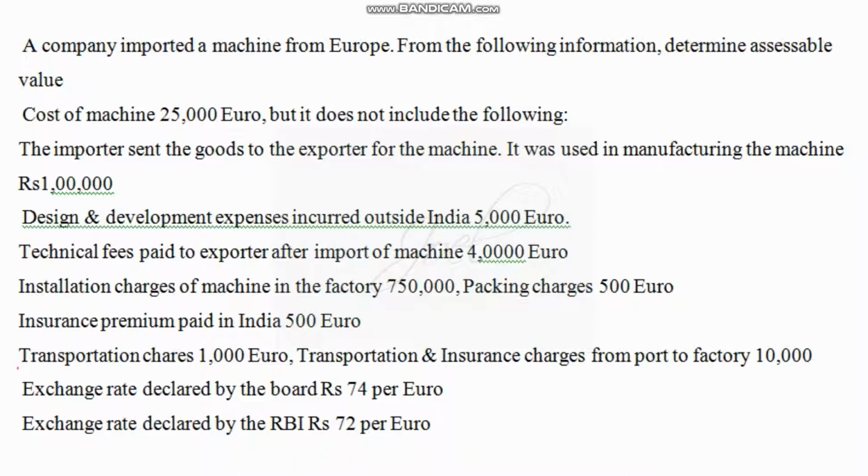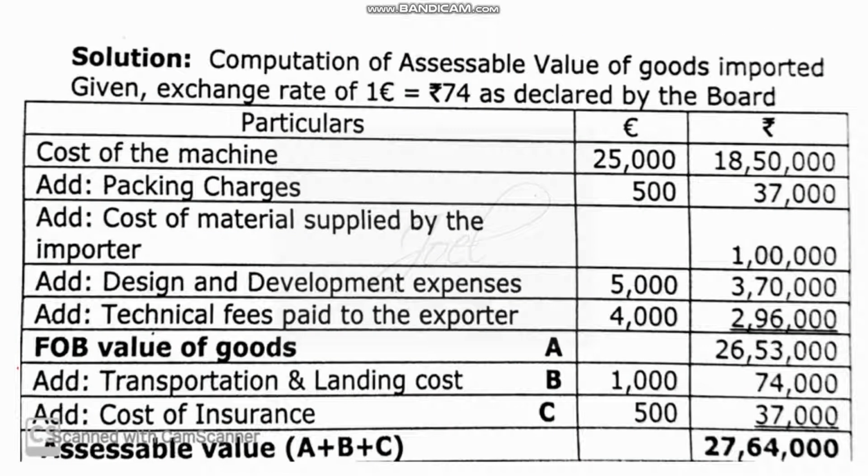We'll see the solution. This is the solution available. As I told, the exchange rate is 1 euro equal to 74 rupees. This is the rate given by the board or CBEC. CBEC will give a rate, so that rate we will consider. You will write as it is, two amount columns and one particulars column. At the top you will write the exchange rate, so that it will be easy for your calculations.